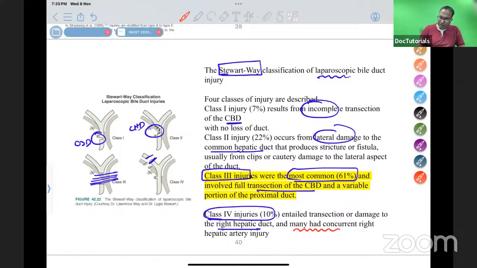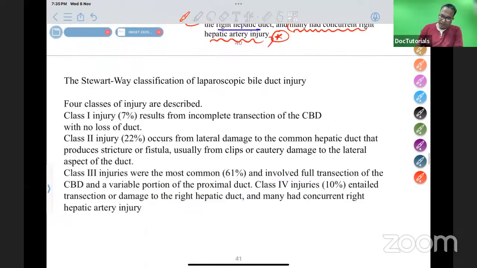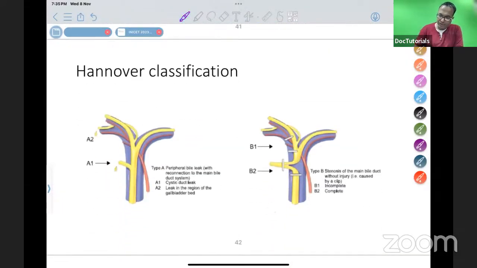Many had concurrent right hepatic artery injury. In class 4 they didn't mention the artery, but they are telling that many had right hepatic artery injury also. But in this classification too, they are not mentioning more about the arterial injuries. It is therefore the Hanover classification. Hanover classification is a classification of bile duct plus vascular injury.